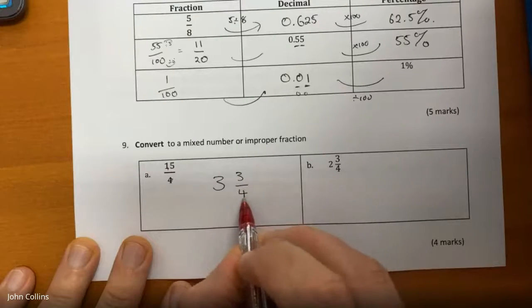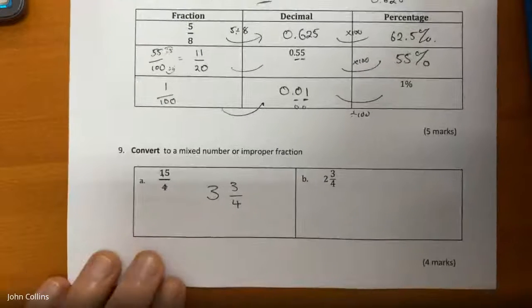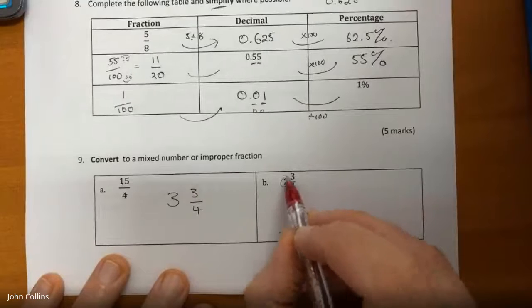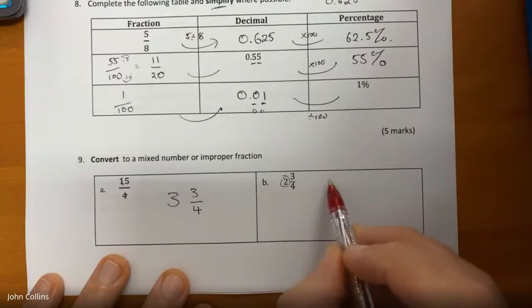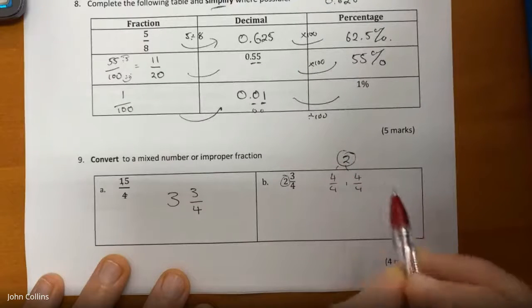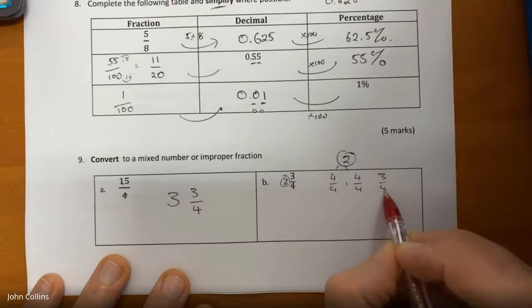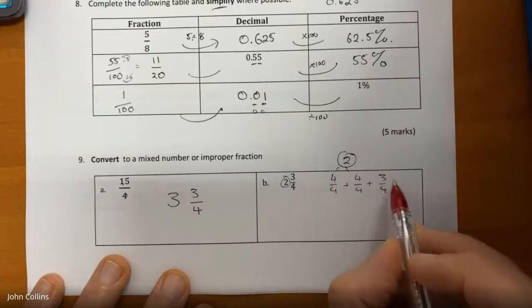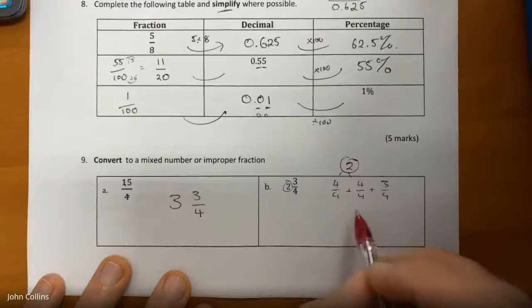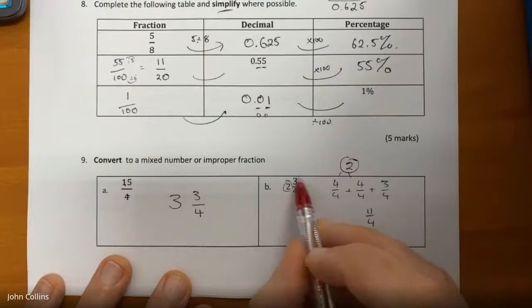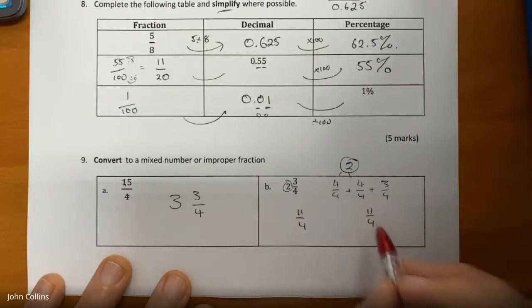Okay, conversions. Well, 4 into 15 fits 3 full times with a remainder of 3. So we put that remainder back over the denominator. Converting the other way, well, 2 is 2 wholes, so that's 4/4 twice if you think about it. So we've got 4/4, that's what 1 whole is, 4/4 twice, and we have a 3/4. So if you put all those bits together, 4 plus 4 plus 3 is 11 over 4. Or you could do it the quick method: 2 times 4 is 8, add the 3, and you get 11 over 4. Either way is fine, 11 over 4.